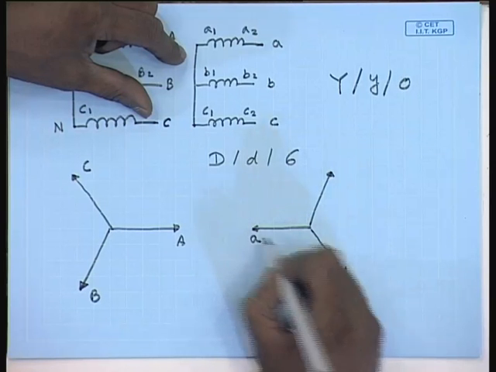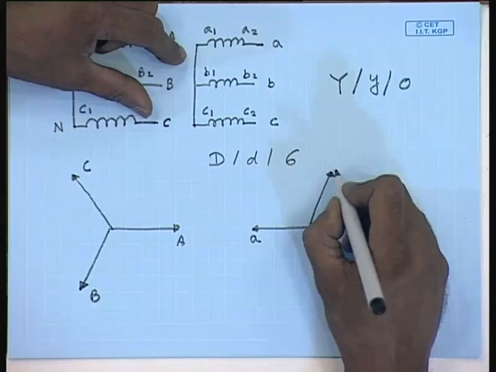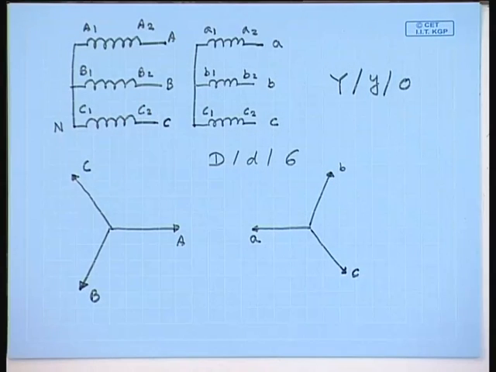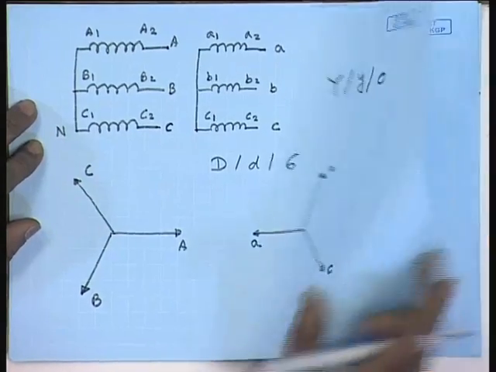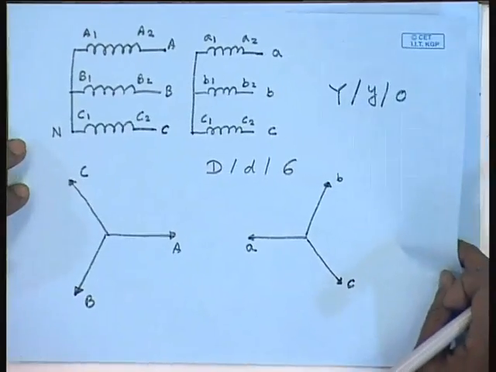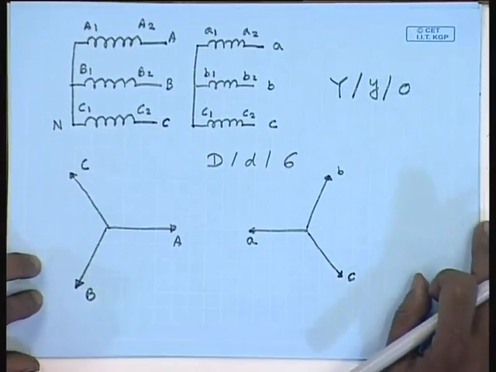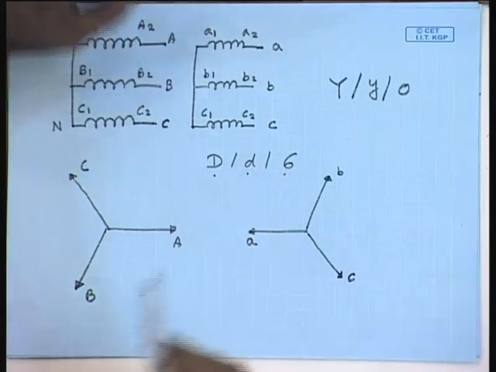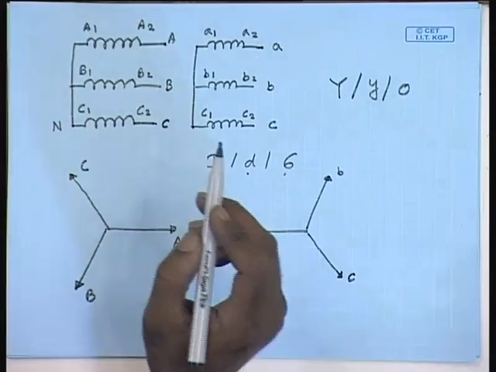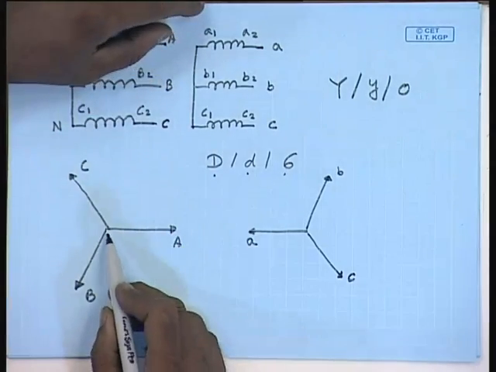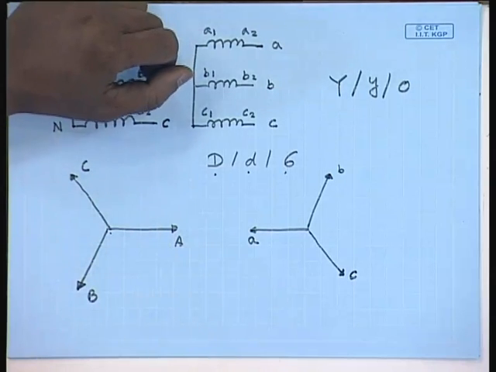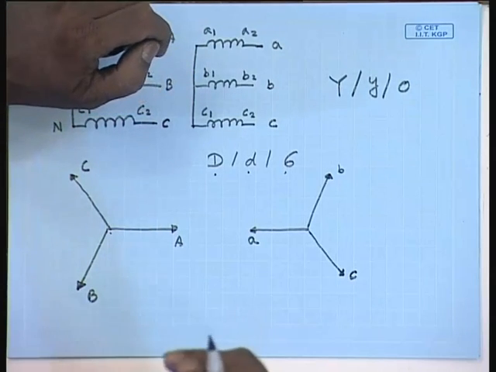This we want to be A, this B and this C. Again let us say, however, please understand that the connections on the windings are now delta. Therefore, the line to neutral voltage is not same as the voltage across a winding.